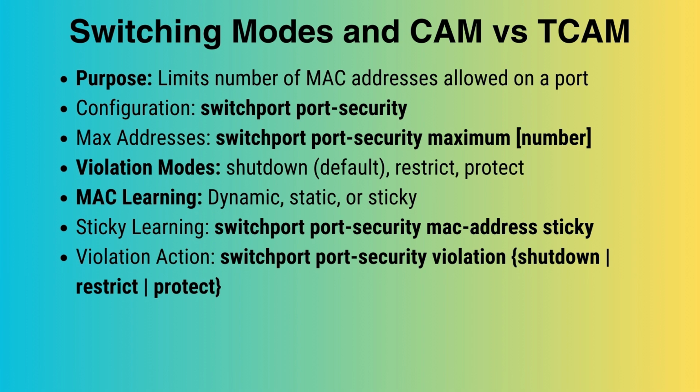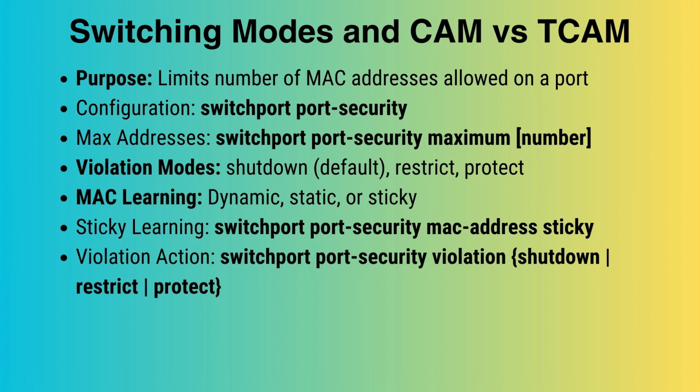DHCP snooping ensures that only legitimate DHCP servers can assign IP addresses to clients. It designates trusted and untrusted ports, blocking DHCP responses from untrusted ports to prevent rogue DHCP attacks. Dynamic ARP inspection (DAI) prevents ARP spoofing, where attackers can intercept or manipulate network traffic. DAI checks ARP packets against the DHCP snooping binding table to ensure they are legitimate.